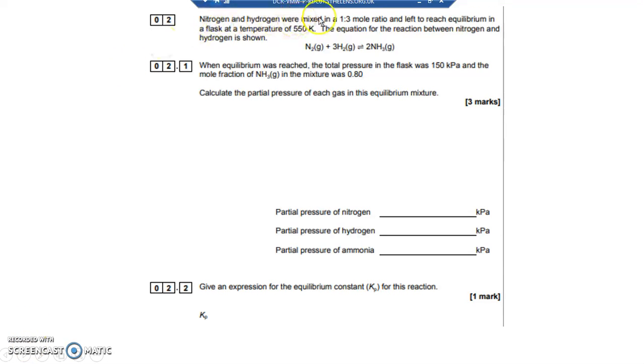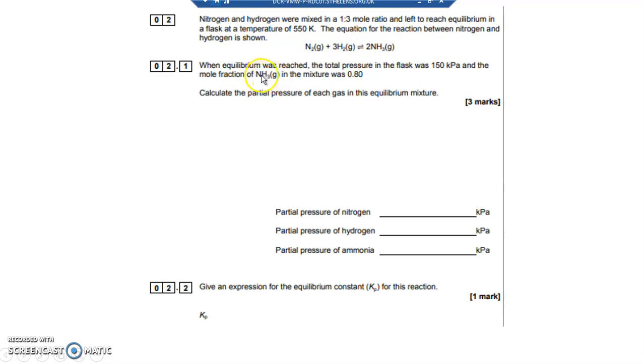Question 2. Nitrogen and hydrogen were mixed in a 1 to 3 mole ratio, so there's 1 mole of nitrogen for every 3 moles of hydrogen, and left to reach equilibrium. When equilibrium was reached, the total pressure in the flask was 150 kilopascals, so all the gases contribute towards 150, make a pressure of 150 kilopascals, and they're all contributing.